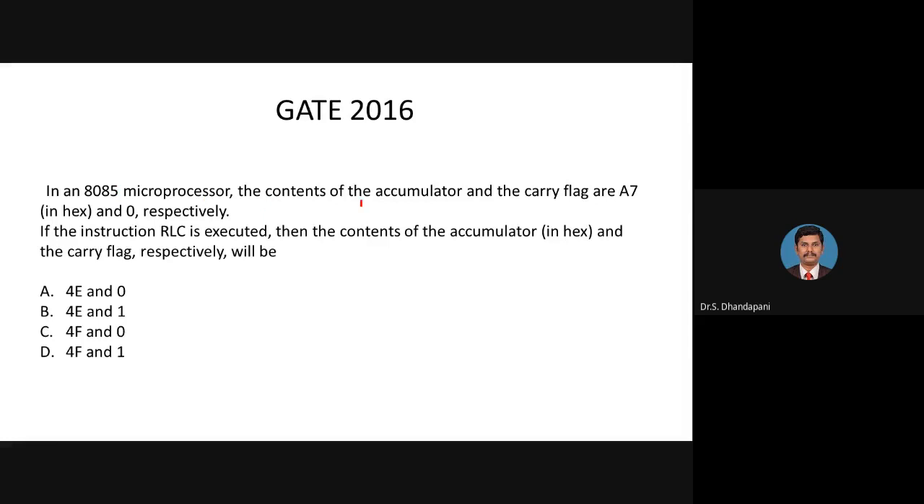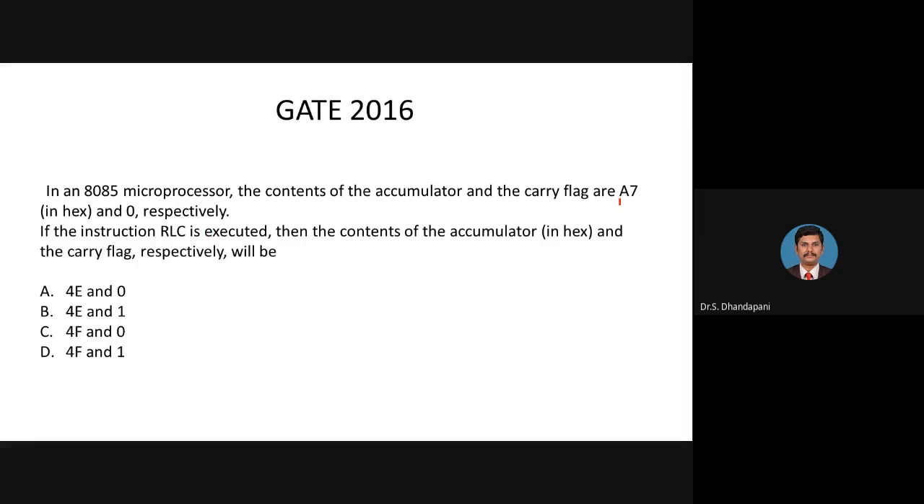In the 8085 microprocessor, the content of the accumulator and carry flag are given as A7 and 0. If the instruction RLC is executed, then what will the content of the accumulator and carry flag be? The question is, we are using one instruction called RLC. The meaning of RLC is rotate the accumulator in left direction without carry. I am repeating once again the meaning of the instruction RLC: rotate accumulator in left direction without passing through carry.